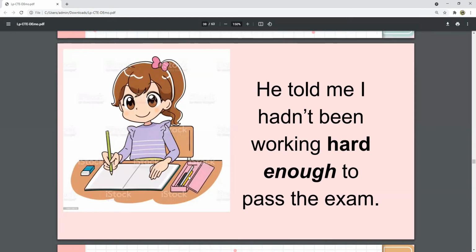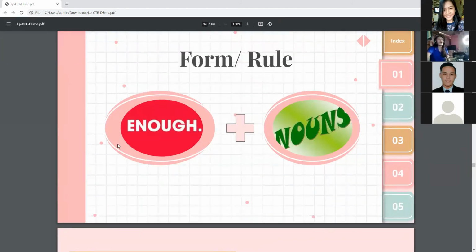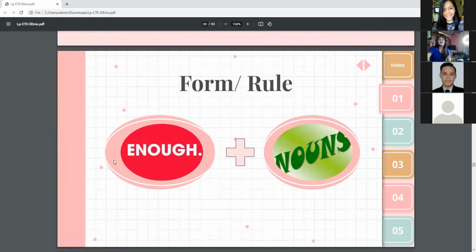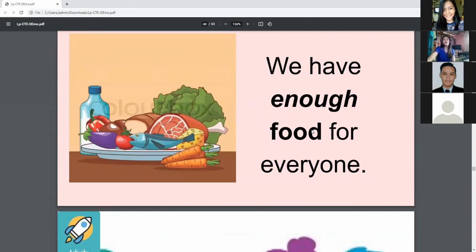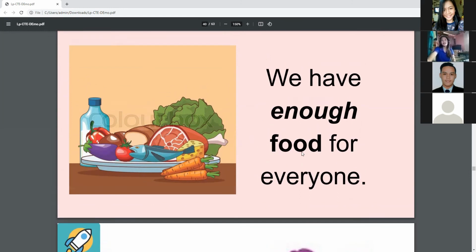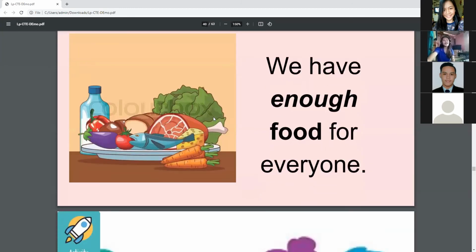Yes, ma'am. Okay. So next rule. In this rule, enough comes first before the noun. Okay? So here's the example. We have enough food for everyone. What is the noun in this sentence, Russell? The noun in this sentence is food. Food. Okay. So enough plus noun. Do you guys get it?